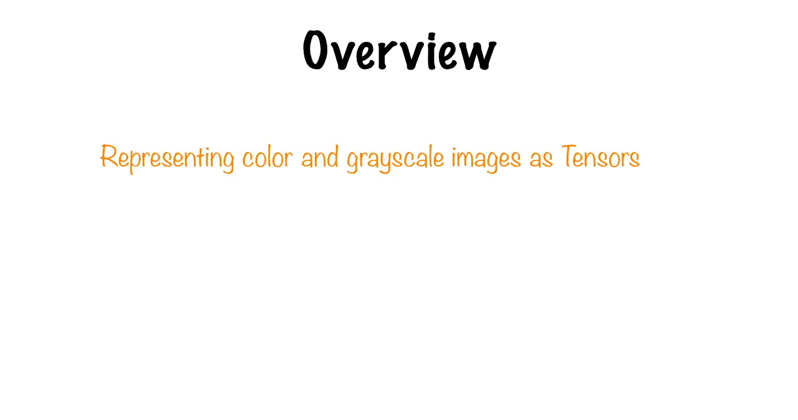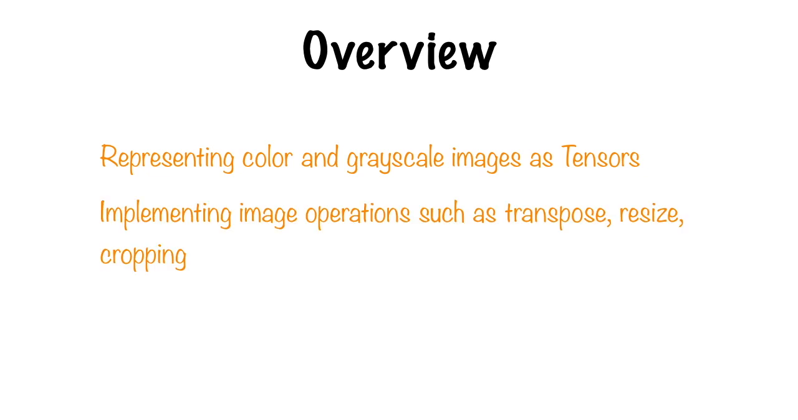Working with images requires us to understand some basic operations. We need to know how to represent images in the form of tensors. And these tensors need to encode color as well as grayscale information. We will also learn some basics of image operations such as cropping, transposing, and resizing images. All of these will come in handy once we actually start using TensorFlow for more advanced stuff.